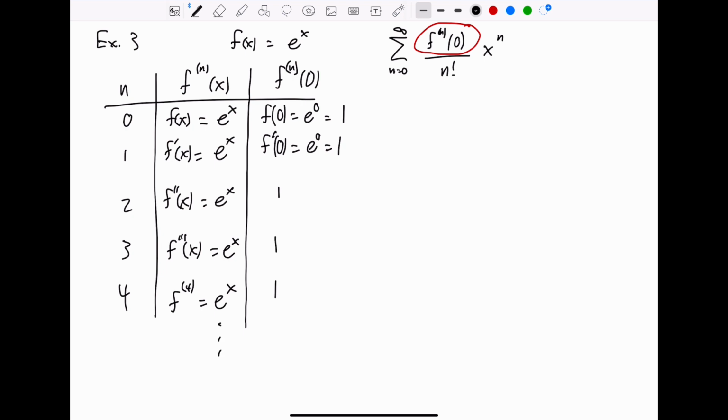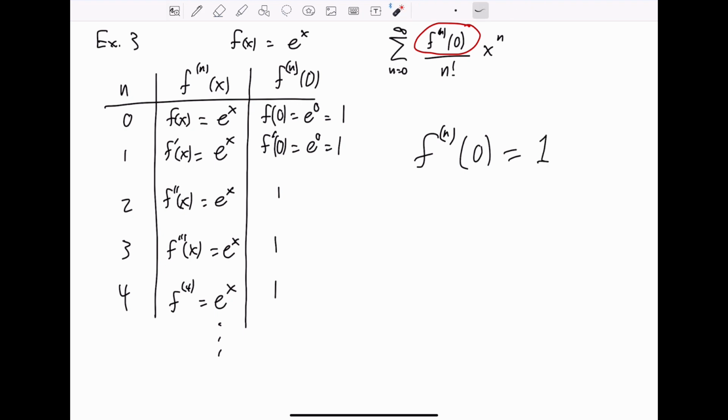Now, I would like to predict what is the nth derivative at 0. Can I write an expression for the nth derivative in general when x equals 0? What will it be? Well, it's 1 every single time from this table. So for this case, the pattern is just 1, 1, 1, 1, 1. The nth derivative when x equals 0 always equals 1.